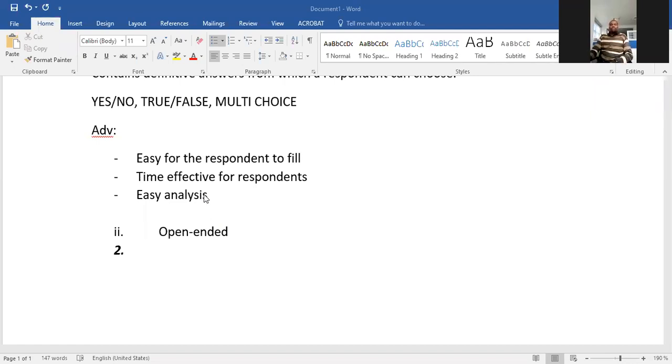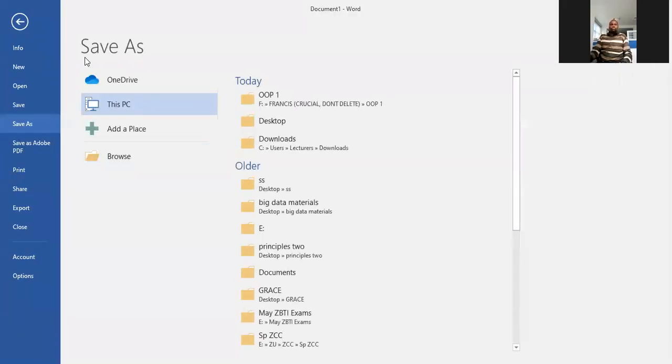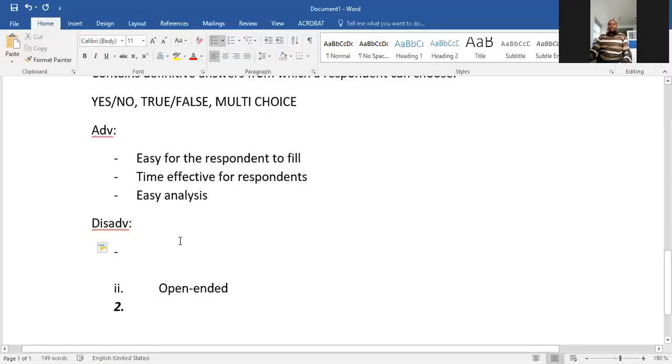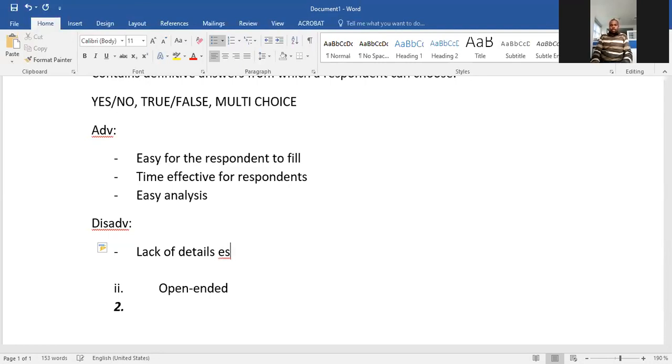Okay, so easy analysis. But then there are some disadvantages to this. The disadvantages of this kind of formalism for questionnaires, using closed questions, is lack of details, and lack of details may be challenging, especially if you are tackling a very rigorous subject.